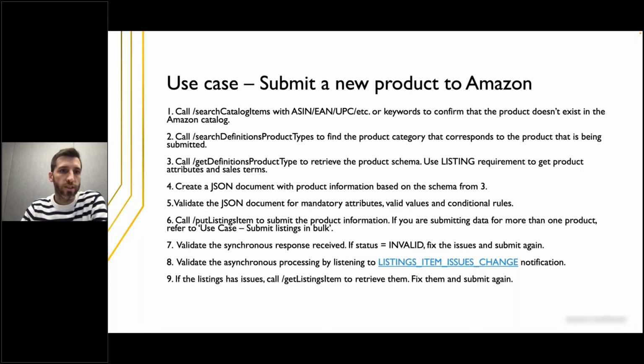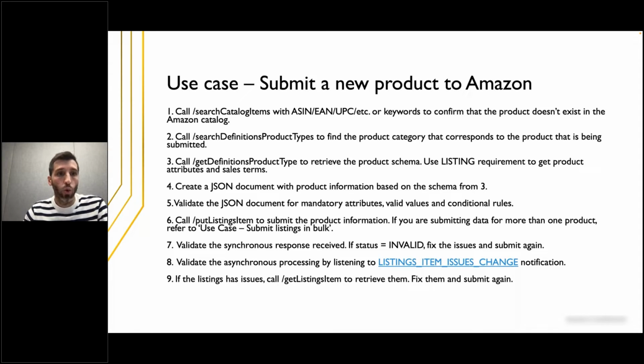So in this case, for submitting a new product to Amazon, the first thing you need to do is use the search catalog items operation, using identifiers like ASIN, UPC, whatever, or some keywords to confirm that the product doesn't exist, right? So you want to make sure that this is actually a new product for Amazon. When you do it, you will see that Amazon returns via the API that the product that you are looking for doesn't exist, so you can safely go ahead and create a new one, right?